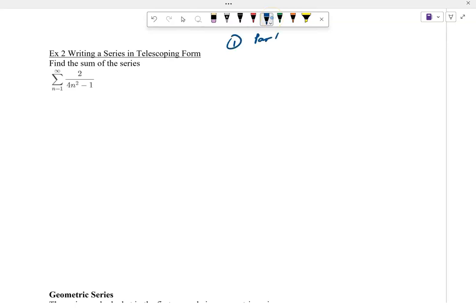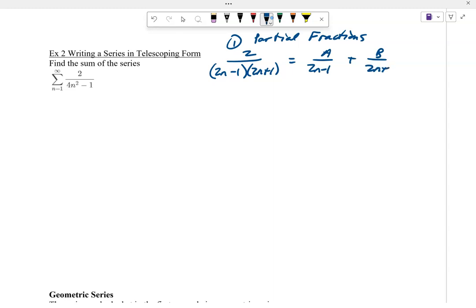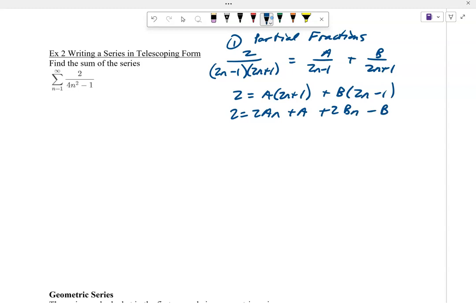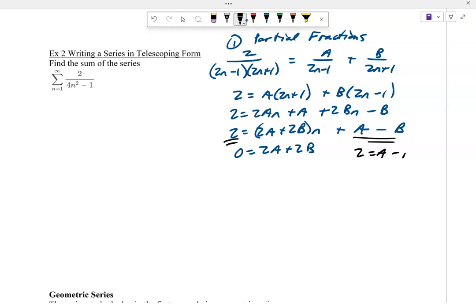Let me use partial fractions first. So I have 2 over, and pretend I factor this, 2n minus 1, 2n plus 1. This can be written as a over 2n minus 1 plus b over 2n plus 1. So I have 2 equaling a, 2n plus 1. So we got 0 equaling 2a plus 2b. And then the constant, 2, equaling a minus b.